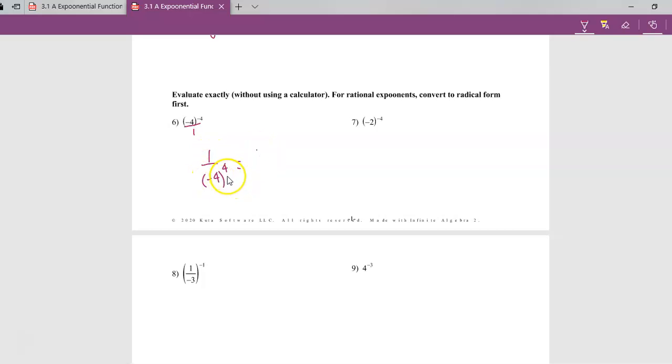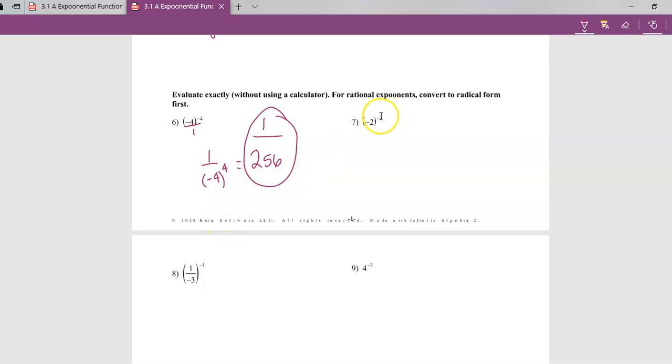That part you can do in your calculator: what's negative 4 to the 4th power? So I'm going to try and do it here in mine. Negative 4 raised to the power of 4 is equal to 256. But again, that's on the bottom, so this would be 1 over 256.